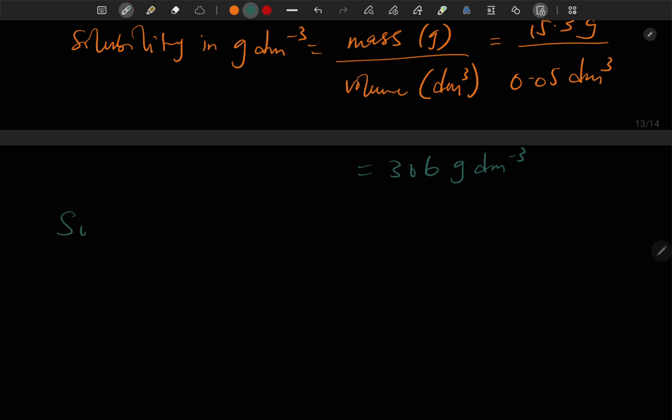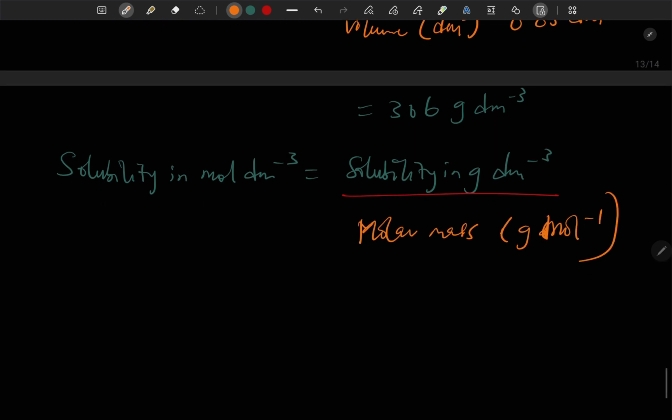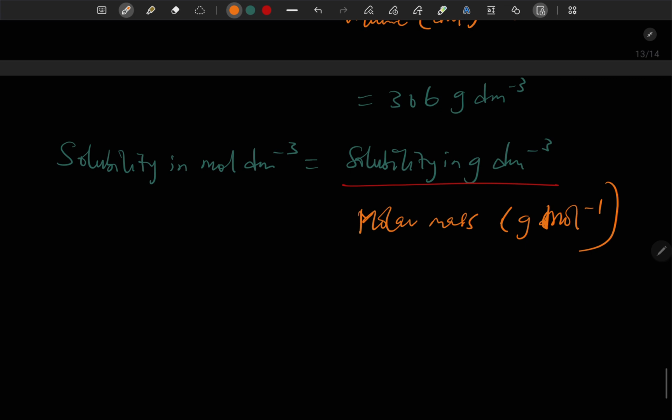But the question asks us to look for solubility in mole per dm³, and we know that it's equal to the solubility in gram per dm³ divided by the molar mass in gram per mole. So how do we calculate the molar mass? Because we know the solubility in gram per dm³. How do we calculate the molar mass?